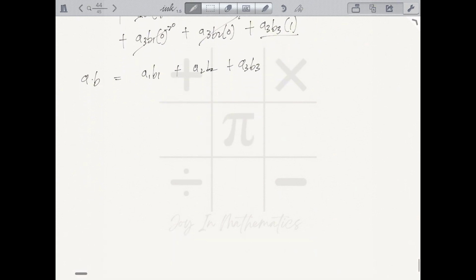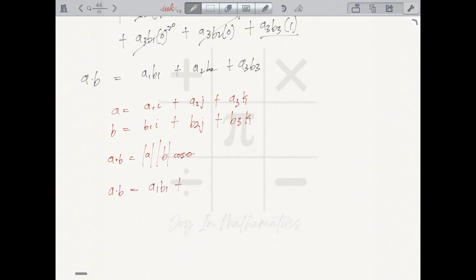So now let's make a summary. I have A is equal to A1 i plus A2 j plus A3 k, and likewise I have B to be B1 i plus B2 j plus B3 k. Therefore, I know the formula for A dot B is equal to modulus of A modulus of B cos theta, and likewise I know that A dot B is equal to A1 B1 plus A2 B2 plus A3 B3.